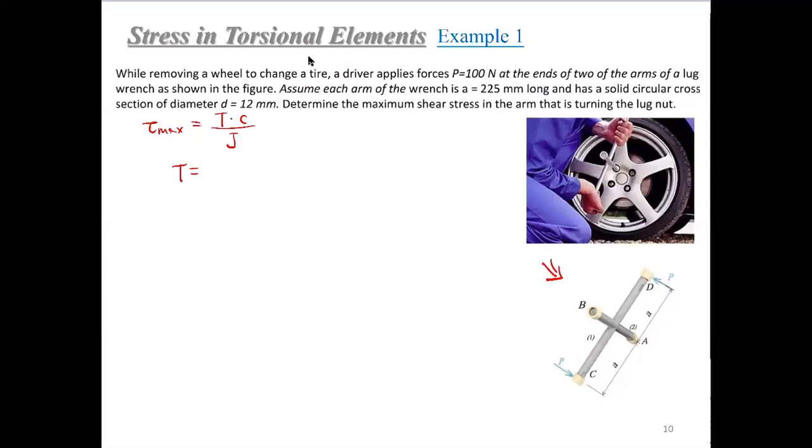Here the torque equals, and the figure is here, we're applying 2Ps to it, and the arms on both sides are the same, that is A. So the T equals P times A times 2, we have two of them. The P is 100 Newton times A is 225 millimeter times 2. So we will have 45,000 Newton millimeter.